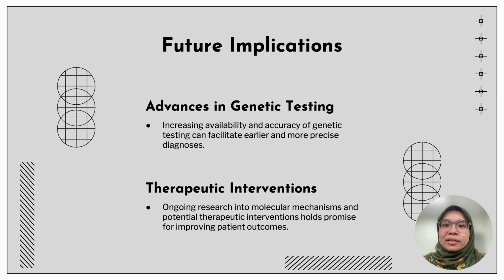Looking to the future, there are two critical areas that hold promise for improving outcomes for patients with severe genetic disorders like homozygous achondroplasia. Firstly, advances in genetic testing are paramount. The increasing availability and accuracy of genetic testing can facilitate early and more precise diagnosis. This in turn allows for timely and targeted interventions, which are essential for managing conditions that have severe phenotypic manifestations.